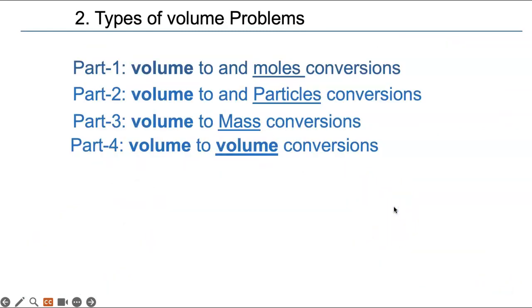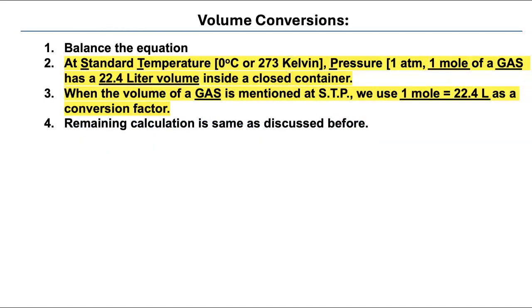We are going to look at 4 types of problems. The first one is a volume to moles conversion, followed by a volume to particles. The third one will be a volume to mass, and the fourth one will be volume to volume, where you will have the same factor twice but flipped on the two ends. Okay, so how do you do these conversions?